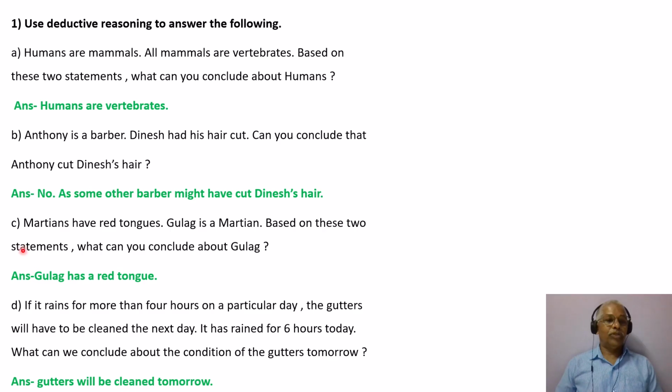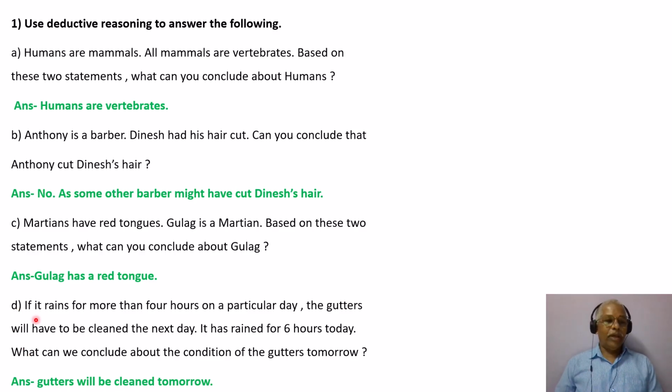C. Martians have a red tongue, similar like this. Martians have red tongues, and Gulag is a Martian. Based on these two statements, what can you conclude about Gulag? Answer: Gulag has a red tongue, because it's a Martian and Martians have red tongue. That means Gulag has red tongue.